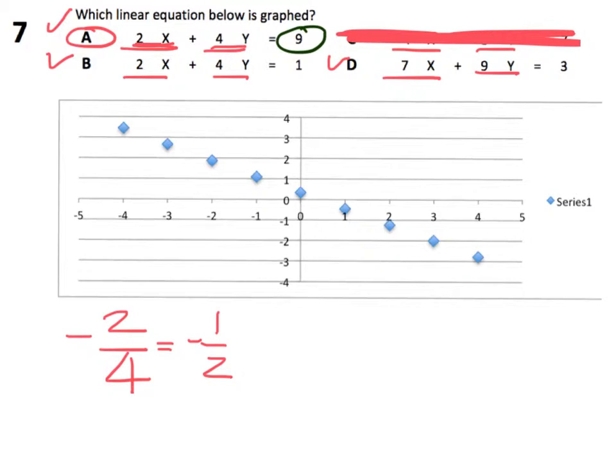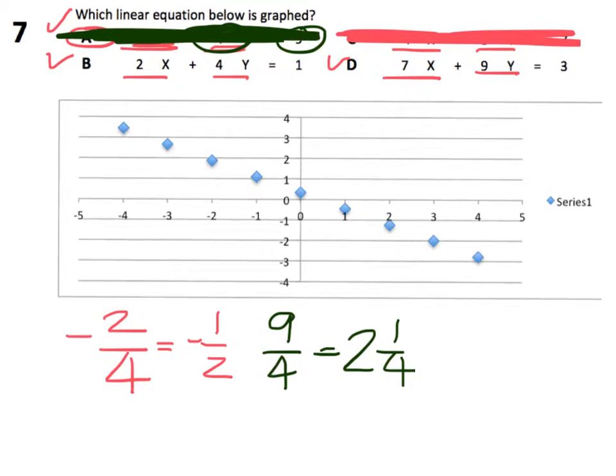It is 9 divided by this number. So 9 over 4 gives me 2 and 1/4. Is this line crossing at 2 and 1/4? No, so that's gone. Now we have two choices eliminated. How about 1 over 4? Could that line be crossing at 1 over 4? Yes. It could be. So let's check this. 3 over 9. 3 over 9 is 1/9. Could that line be crossing at 1/9?